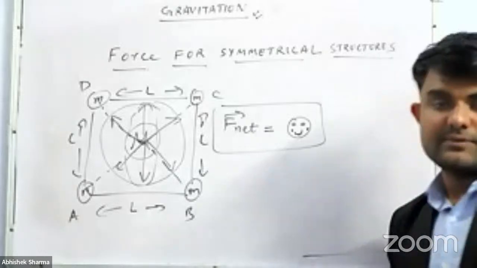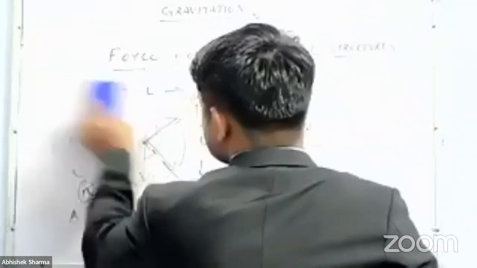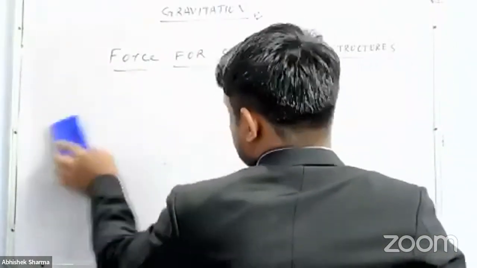Suppose I'm taking an equilateral triangle now, because a square is a symmetric structure, and an equilateral triangle is also a symmetric structure.